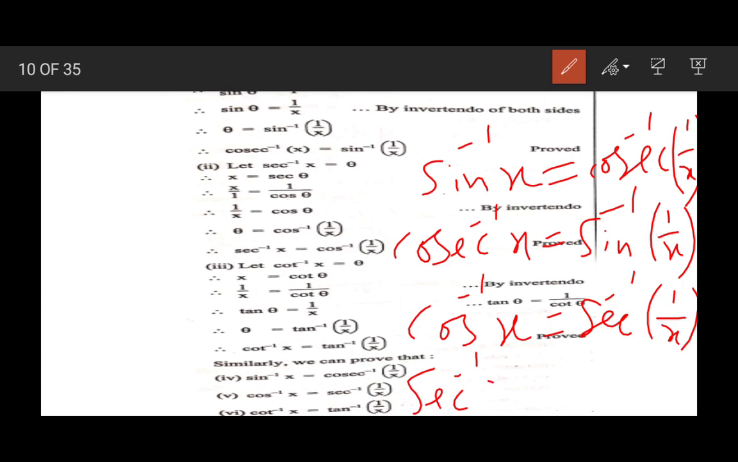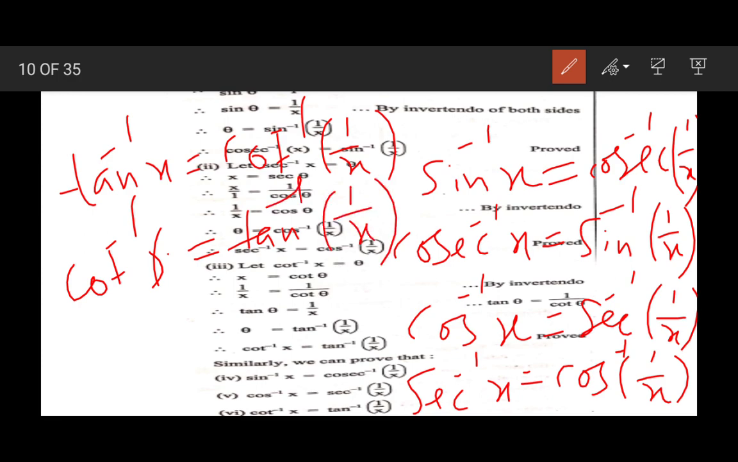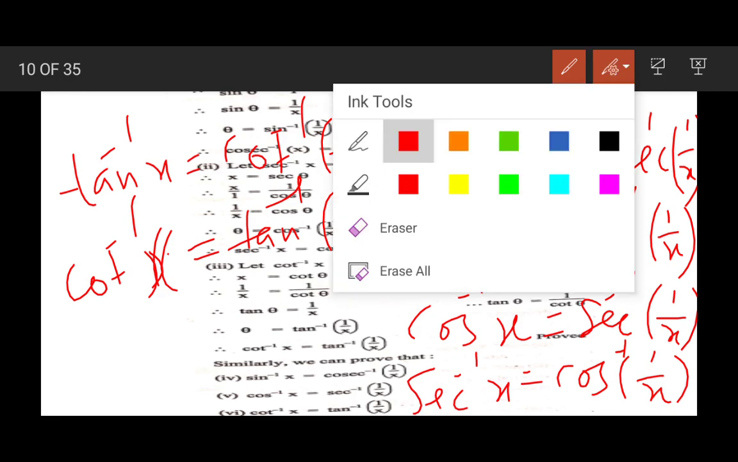Similarly, sec inverse x is cos inverse 1 upon x. Then tan inverse x is cot inverse 1 upon x, and cot inverse x is tan inverse 1 upon x. Okay, so this is the proof for all the trigonometric ratios. So the first and second properties are clear.